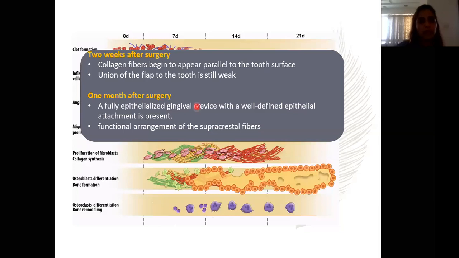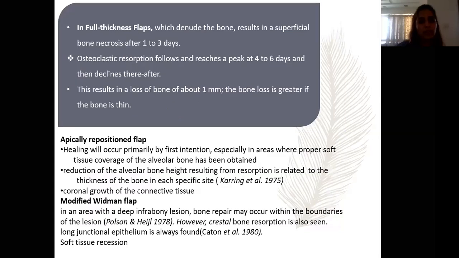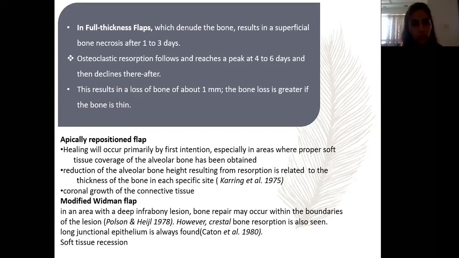One month after surgery, an epithelialized gingival crevice with a well-defined epithelial attachment is present, and functional arrangement of the supracrestal fibers. You have osteoclastic resorption that reaches a peak at 4 to 6 days and then declines. This results in loss of bone. Bone which is less than 2 millimeters definitely undergoes a lot of remodeling, and in a lot of studies where surgical re-entry has been done, they have always found that the bone stabilized.